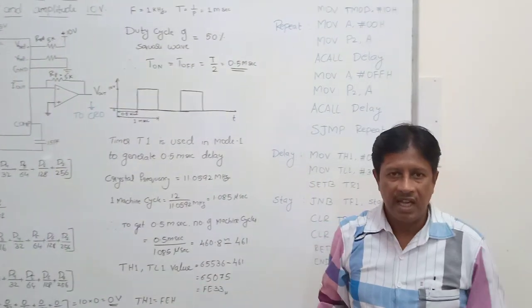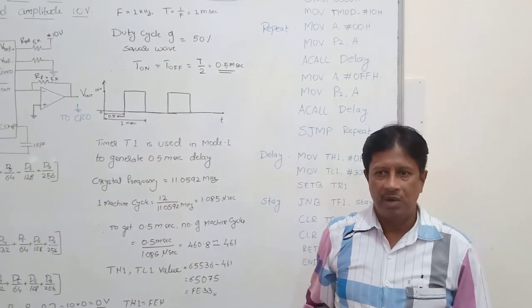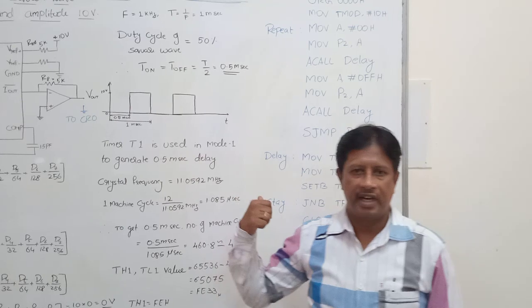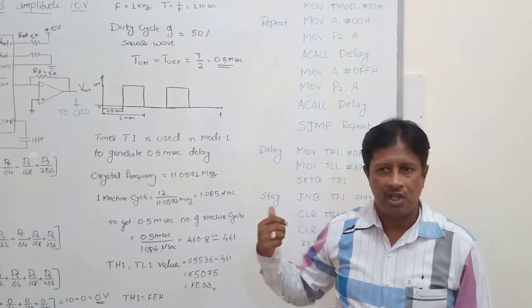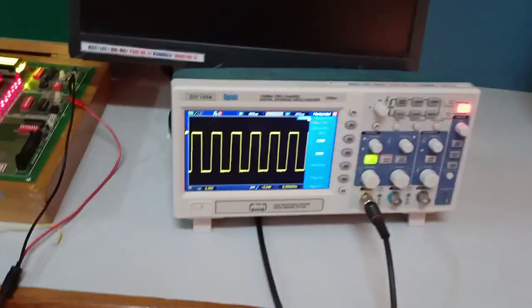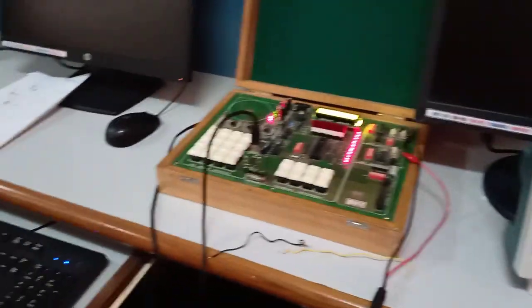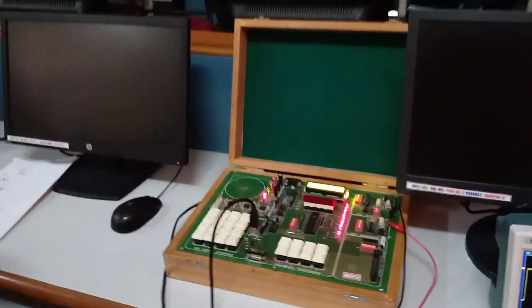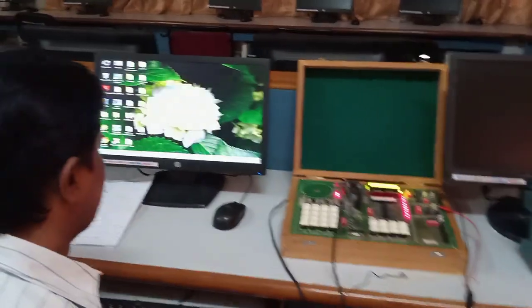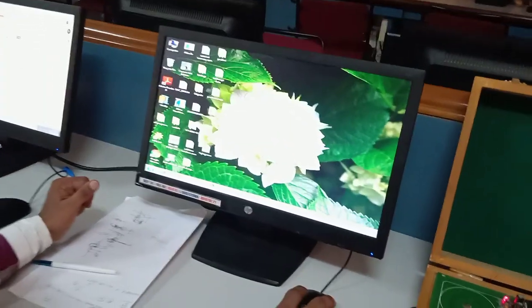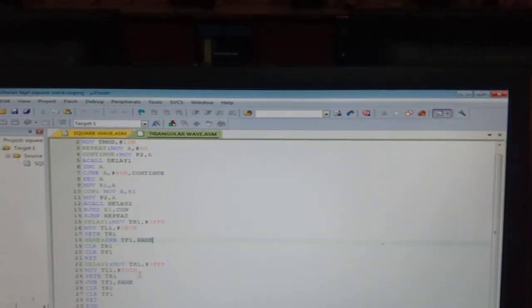Now let us go to the kit and try to dump this program, and then we will see whether the square wave of this value is generated. So let us go to the kit. As it was told in the last class, whenever we want to dump the program, first we have to create the hex file. So here I have created a project. The project name I have given is square wave, and then I have written the program.